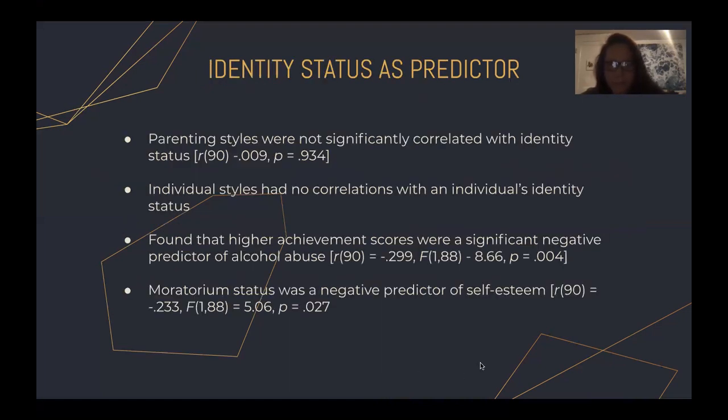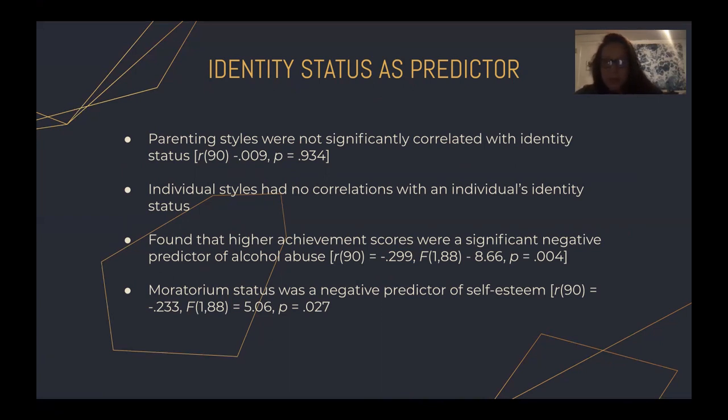And then the last variable that we tested was identity status. We found that parenting styles were not significantly correlated with identity status, and this was a p-value of 0.934. In addition, the individual styles had no correlation with an individual's identity status.